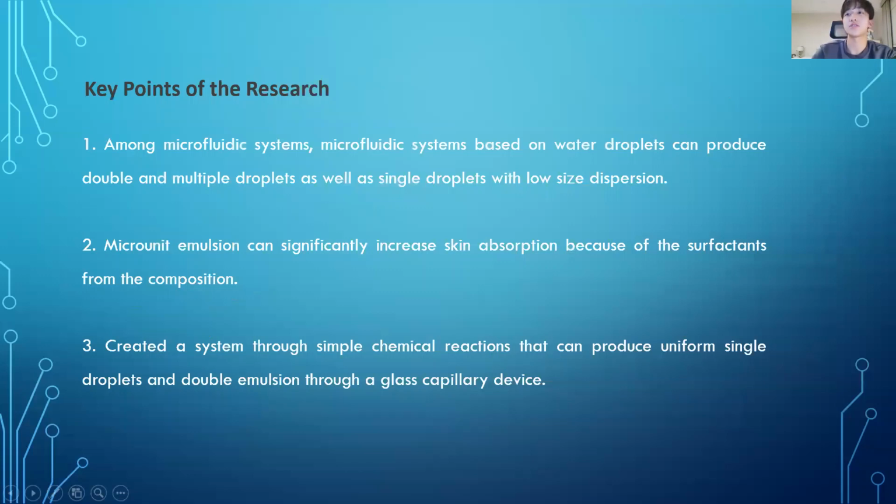The key points of my research. Microfluidic systems based on water droplets can produce double and multiple droplets, as well as single droplets of low size dispersion. This can be further used to make high quality chemical products. Secondly, micro-unit emulsion can significantly increase skin absorption because of the surfactants from the composition. And confirming the first step, we created a system through simple chemical reactions that can produce uniform simple droplets and double emulsion through a glass capillary device.